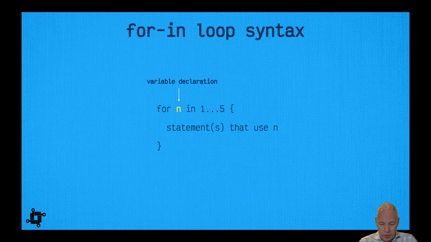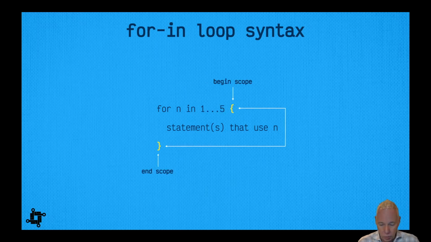So that's the variable. And then third is the keyword in. So it's always, this is why we call it a for-in loop. We're starting with for, we have the variable name in, and then we're going to specify the range next. So this is saying that n is going to go from 1 through 5 inclusive. And finally, we're going to finish our for loop with an open bracket and a close bracket. And what these brackets do, very much like the if statement, is they define a scope that is part of the loop.